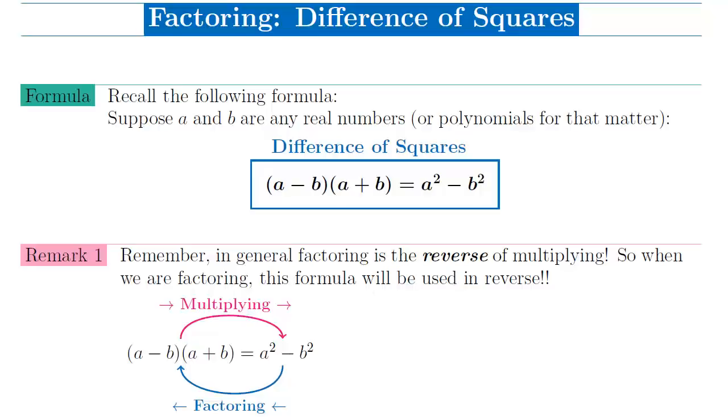Okay. Remember, factoring is the reverse of multiplying. So in this topic, we're going to use the difference of squares formula this way. When we're factoring with the difference of squares formula, we'll start with a difference of two squares, something like a squared minus b squared, and we'll end up with a product of two binomials, a minus b, a plus b.